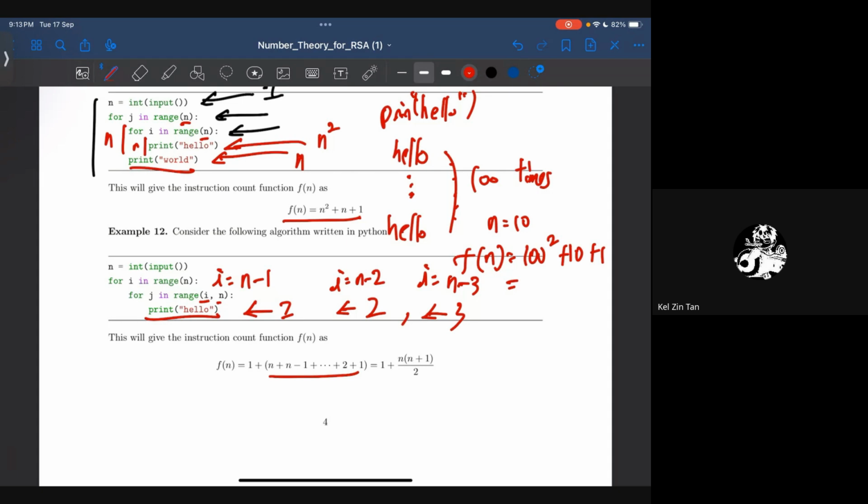And then this one comes from this part. So this first line corresponds to the one here, and this corresponds to the print hello. So this is the number of times that print hello will be run. Understand so far? Any questions? I don't want to rush this.